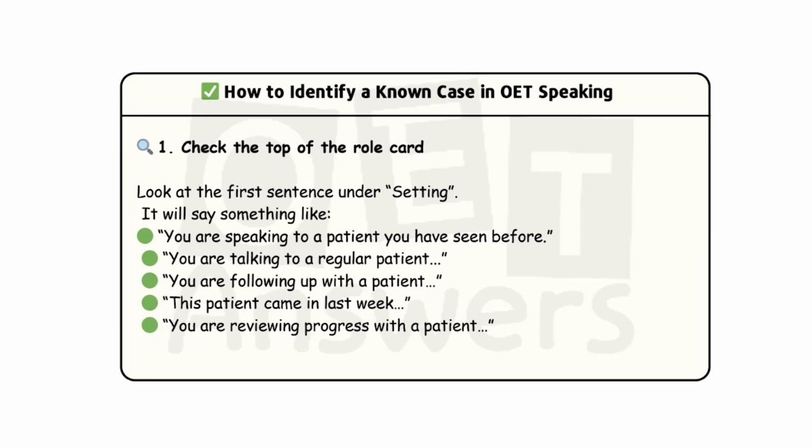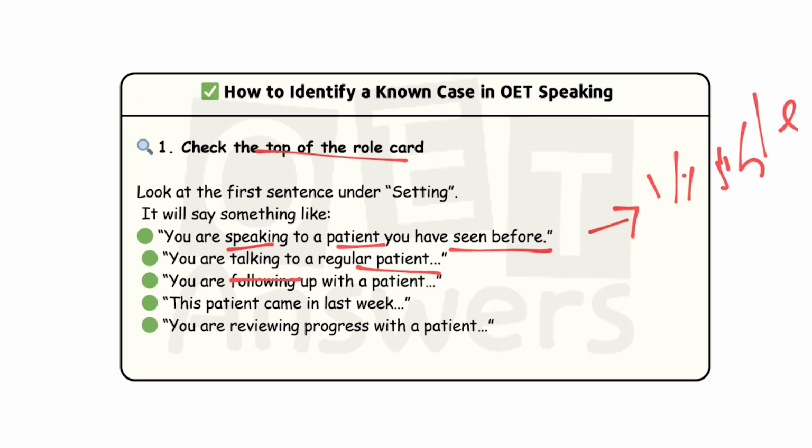Now, the guide: how to identify a known case in OET speaking. First, check the top of the role-play scenario. Look at the first sentence under the setting. Under the setting, there will be two, three or four lines about the scenario. It will say something like, you are speaking to a patient you have seen before. These are the visible clues. You are talking to a regular patient. You are following up with a patient.